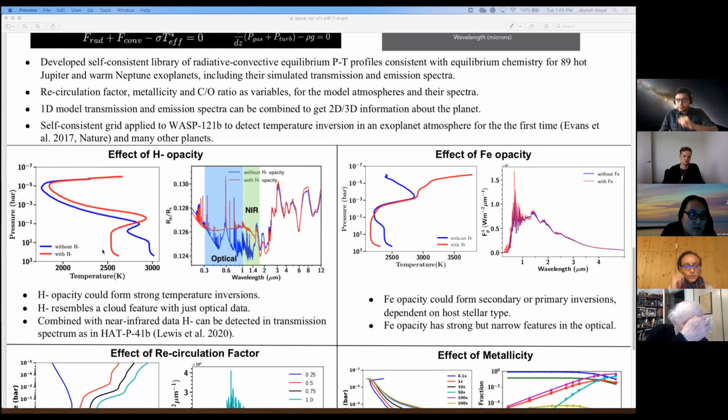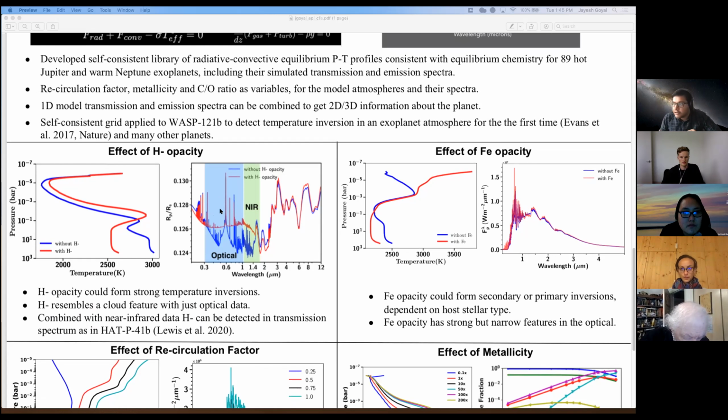Here you can see clearly in the plot, without H minus opacity, this blue color, there's a very small thermal inversion, but with it there's a strong thermal inversion. Therefore we can say that H minus opacity has the potential to form thermal inversions in hot Jupiter planets. And maybe this is the main reason for the opacity in many of the hot Jupiters. We don't know, but because H minus is quite common in stars, we think that maybe in hot Jupiter planets this is very common. But how do you find if H minus is there or not?